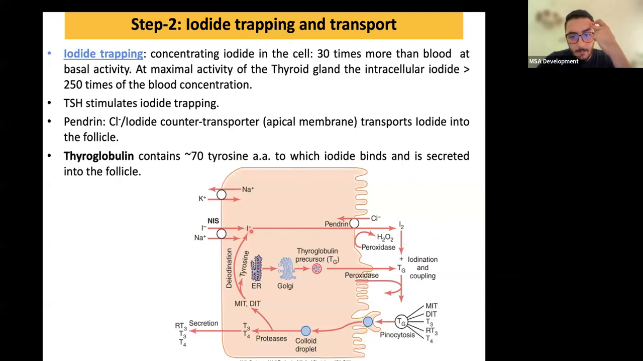The iodide at this point is not oxidized yet. It is taken into the lumen through this channel called pendrin in exchange with chloride, and at that point it is oxidized by peroxidase. Basically, that's it. They are telling you here about the thyroglobulin. It contains 70 tyrosine. I told you how thyroglobulin is seated here with tyrosine on it, waiting for peroxidase to couple it with iodine to form MIT and DIT.